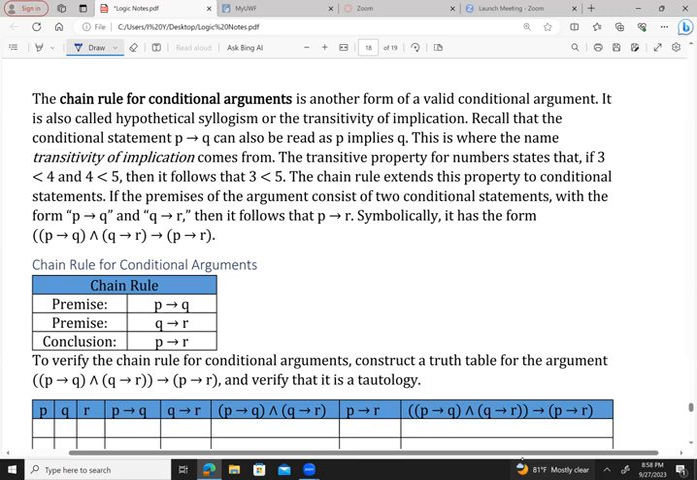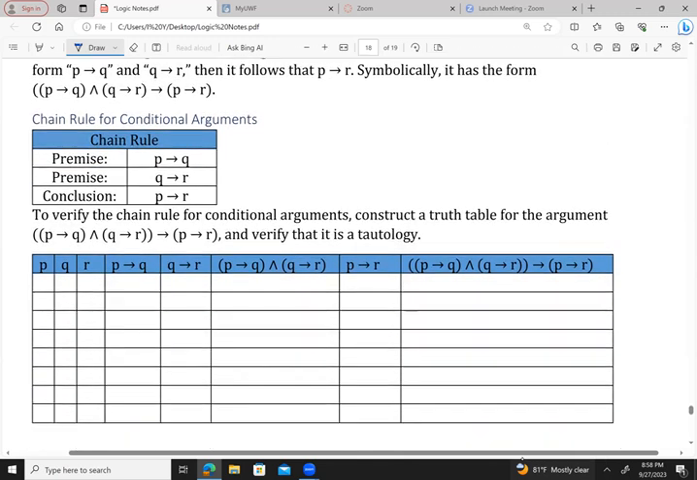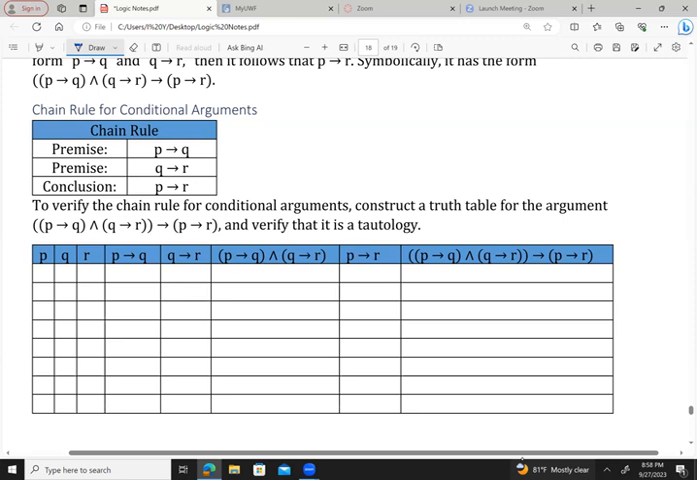And here is our argumentative form. Let's verify the chain rule by constructing a truth table. So this one gets a little tougher. Let's see. We have true, true, true, true, false, false, false, false. Then I have true, true, false, false, true, true, false, false.